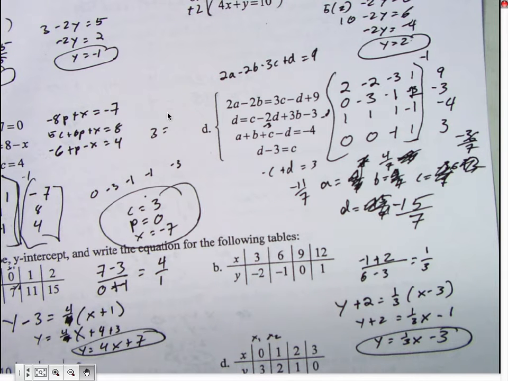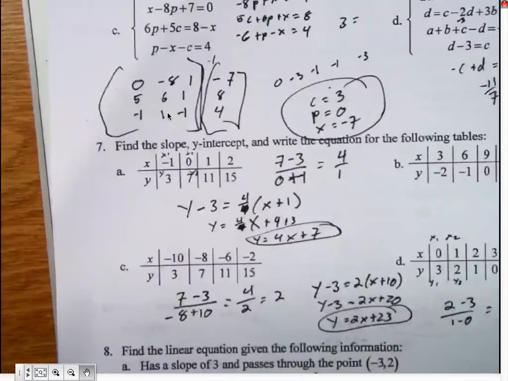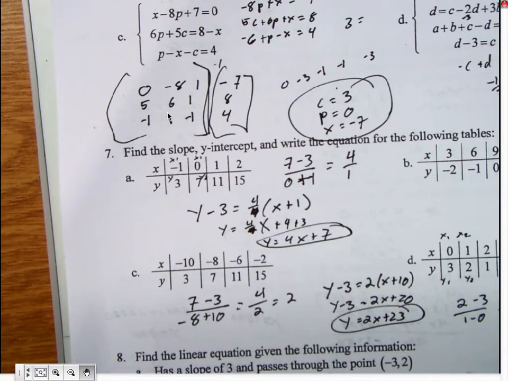I find for these, I'm just going to find the slope, put it in point slope form, solve for slope intercept. So for 7a, I found that the slope was 4/1. So I plug that into point slope form, and then solve and get y equals 4x plus 7.